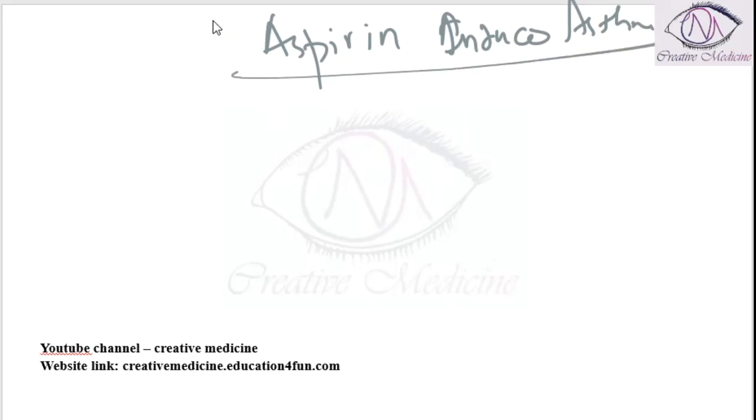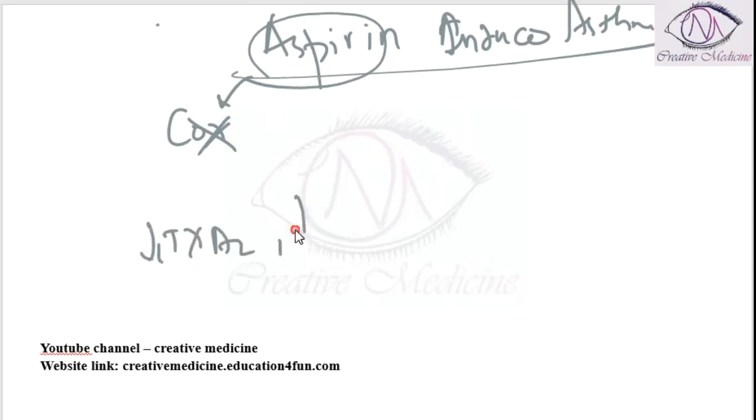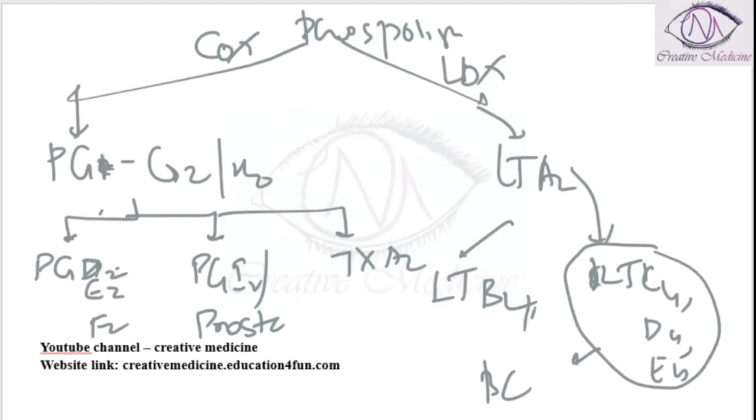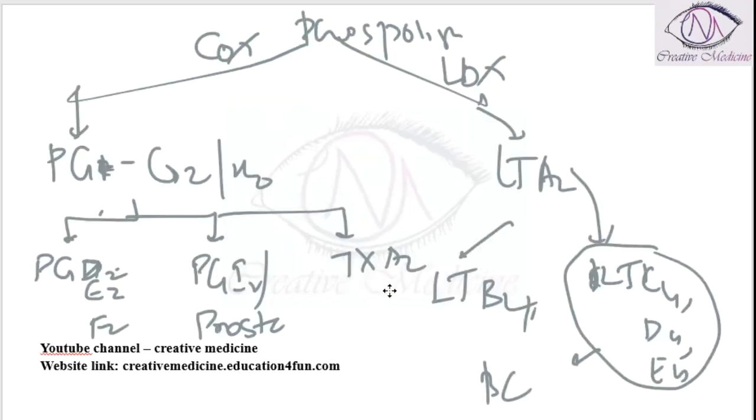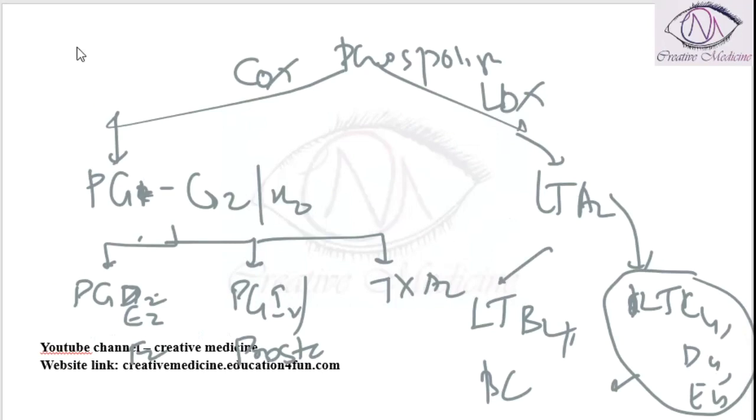Aspirin induced asthma. Actually, aspirin will block the COX enzymes, and as a result, there is decreased production of thromboxane A2 and decreased production of prostaglandins. So, in patients with aspirin induced asthma, the aspirin blocks the production of thromboxane A2, and it also blocks the production of prostaglandins.